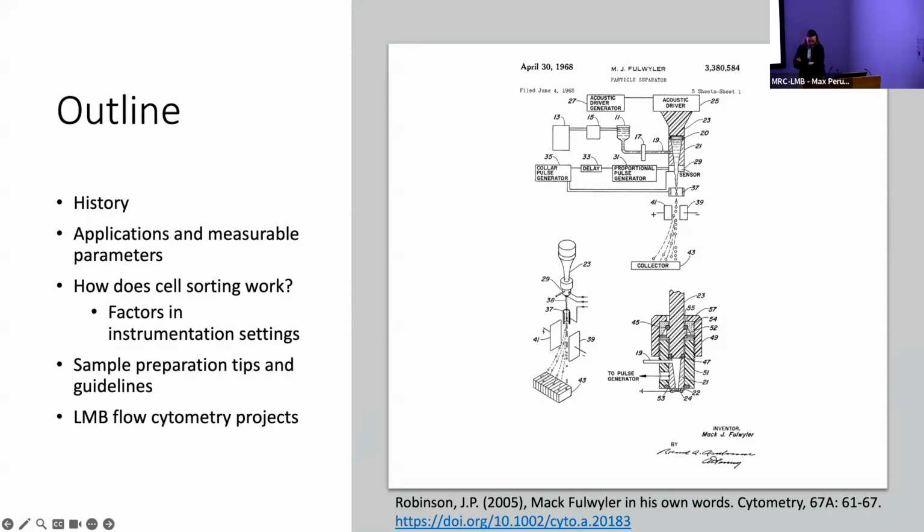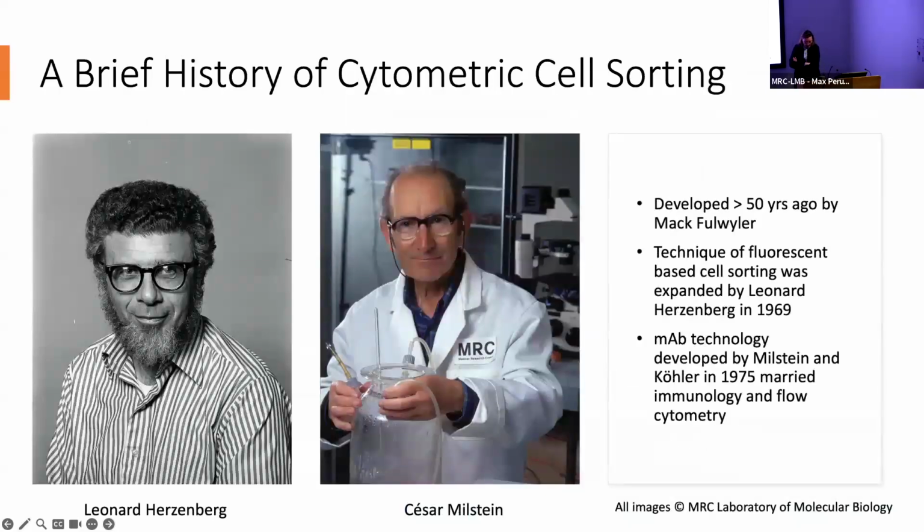And he thought this would be a really good idea because the inkjet printer had small droplets, and he thought that these little droplets would be ideal carriers for a cell. And then he obviously drew up his plans and patented the device in 1968. So the history of cell sorting actually doesn't stop there.